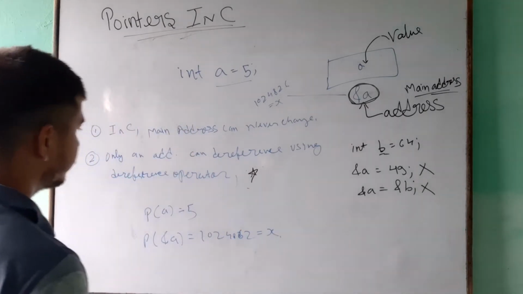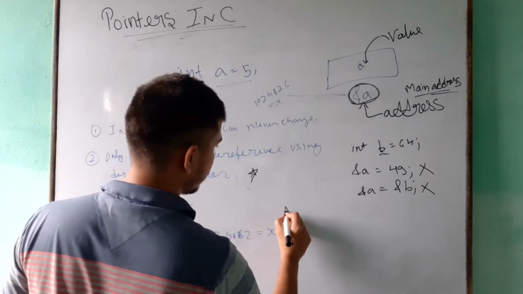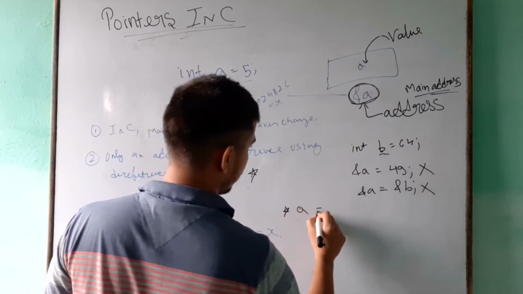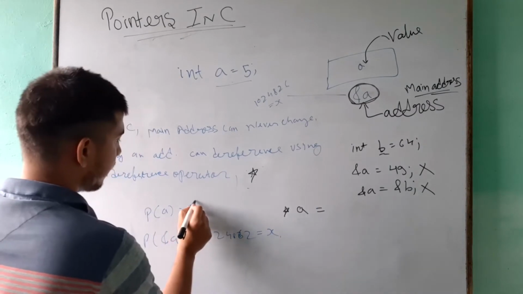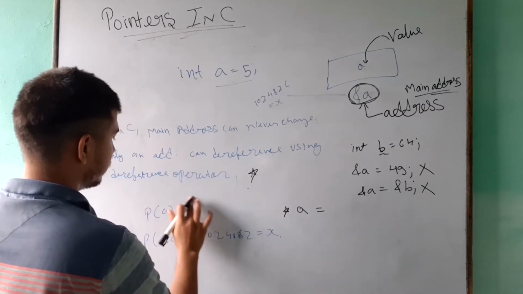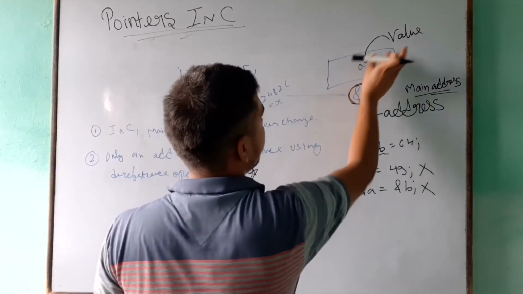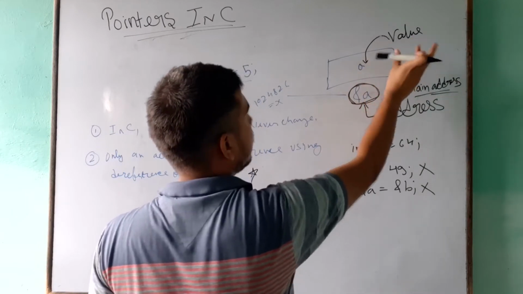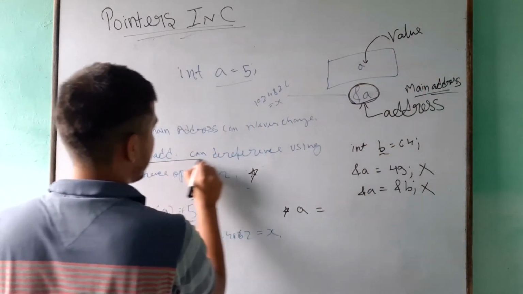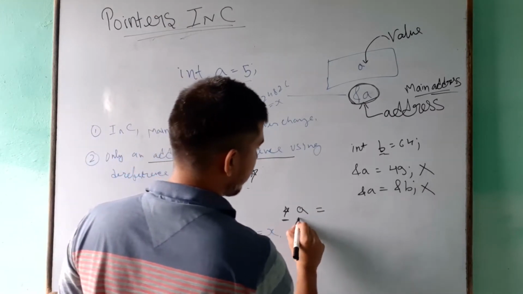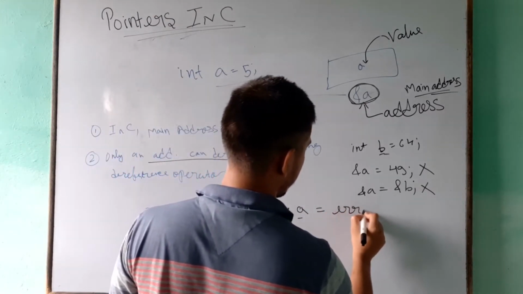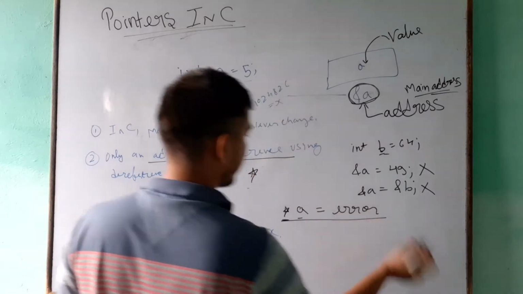Now if I write asterisk of a, what will happen? What is a here? It is a value. Can we dereference a value? No, only an address can be dereferenced. So if I am trying to dereference a value, it will give me an error.